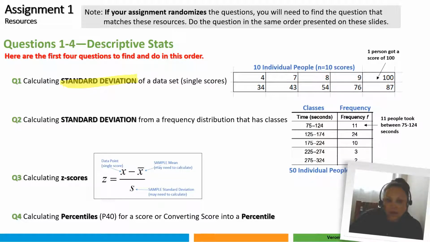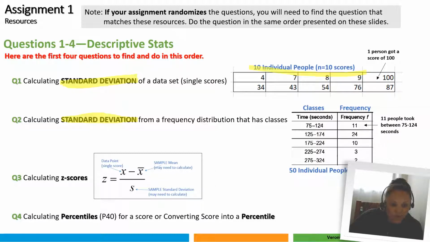Most likely my question 1 will match your Blackboard assignment question 1, but if it doesn't, then you just look for the question that says calculate a standard deviation. But notice that question 1 and question 2 are both calculate a standard deviation. So now, what is the difference between the two? Well, this one here, notice here that it's just a set of scores. There's no frequency column, no classes. So there was like one person who got 4, one person who got 7, 8, 9, 100. Okay, so here there are 10 people who got their scores recorded, and that's what's listed here.